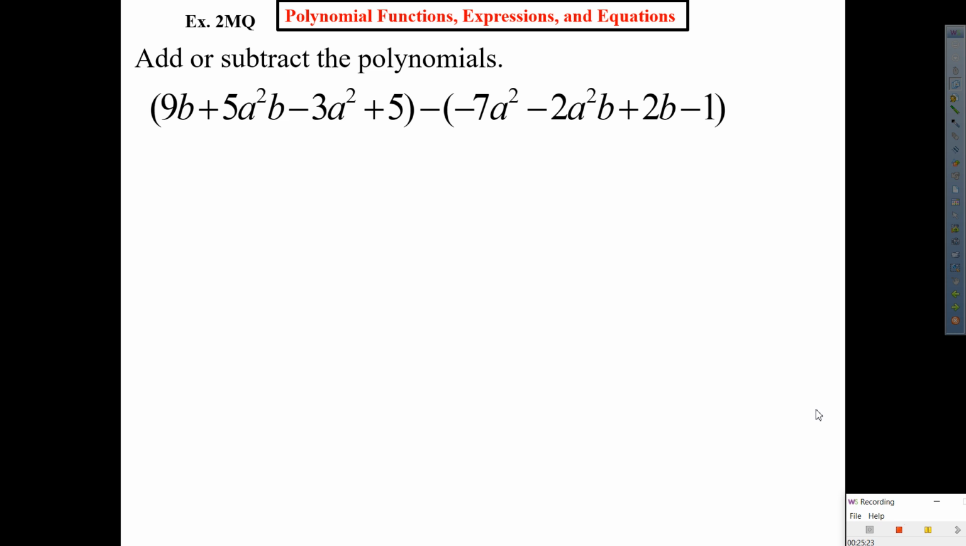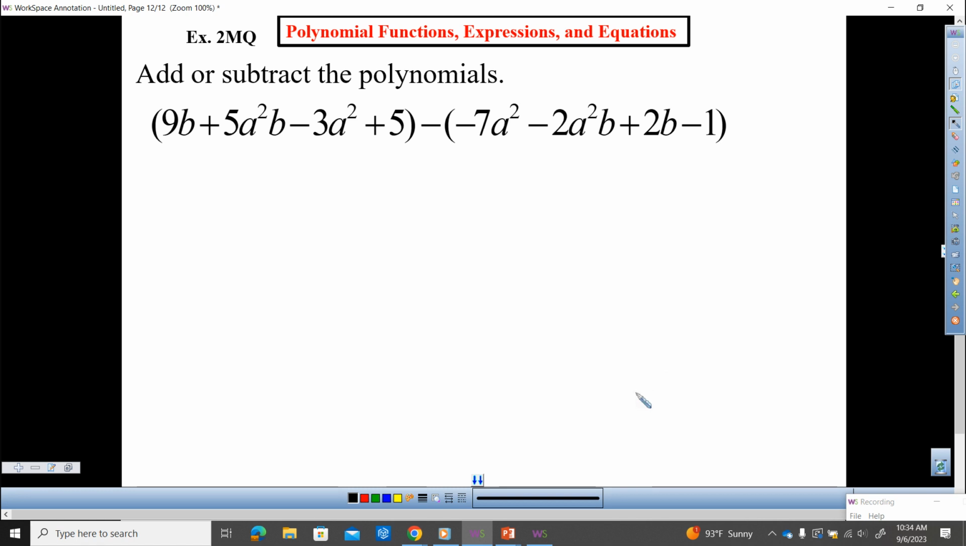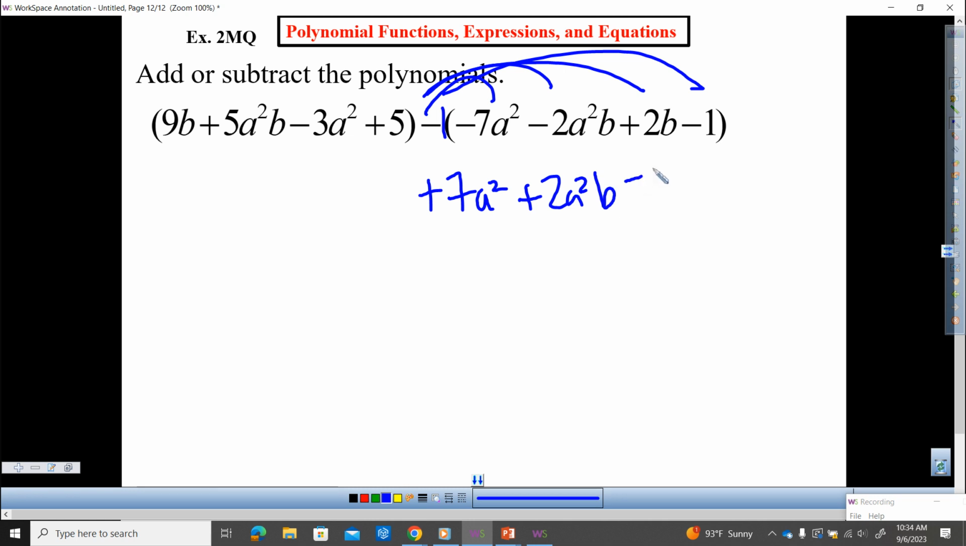All right, for the sake of time, tell your neighbor where to start, what to do. With that, Danelle, you're going to get us started. All right, Danelle, what do we do? Distribute the negative 1, so distribute to all terms. So you should have written positive 7a squared, positive 2a squared b, negative 2b, and positive 1. Hands if you got that so far.